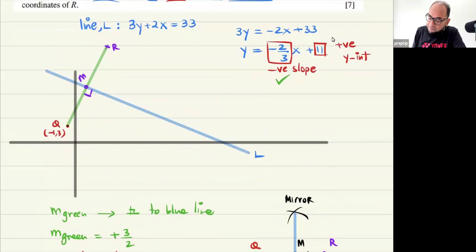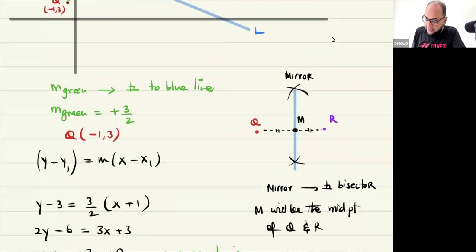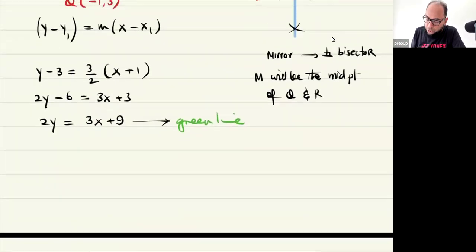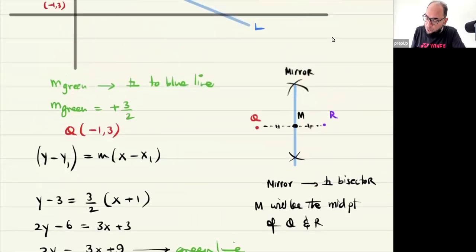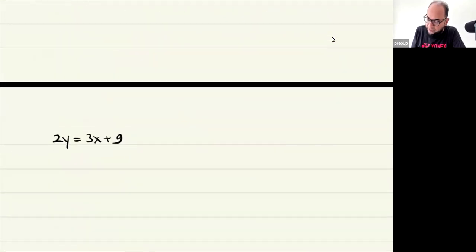So we have a green line, we have a blue line. Where are they intersecting? They are intersecting at M. So let me add a page. We have the green line, 2y is equal to 3x plus 9. Shift it to one side. We have the blue line, 3y plus 2x is equal to 33. This is blue and this is the green line. Now solve simultaneously.